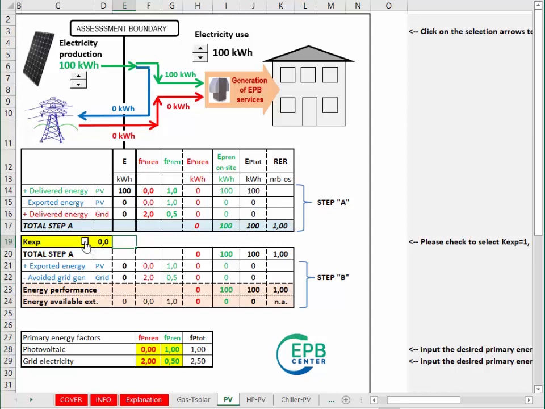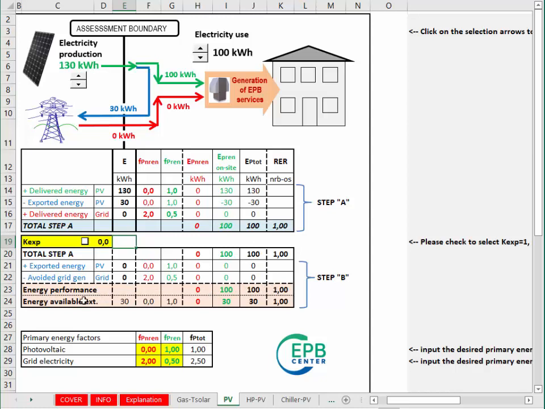Until now, there is no effect of the choice about K exported because there is no exported electricity. As soon as the on-site PV electricity production exceeds the needs by the building, then exported electricity appears. As it was explained in the video about exported electricity, if the K exported is set to 0, in this case, the exported electricity is evaluated according to the resources which were used to provide it. That is the cost of PV electricity production. In this case, the energy performance is unchanged by the amount of exported energy.